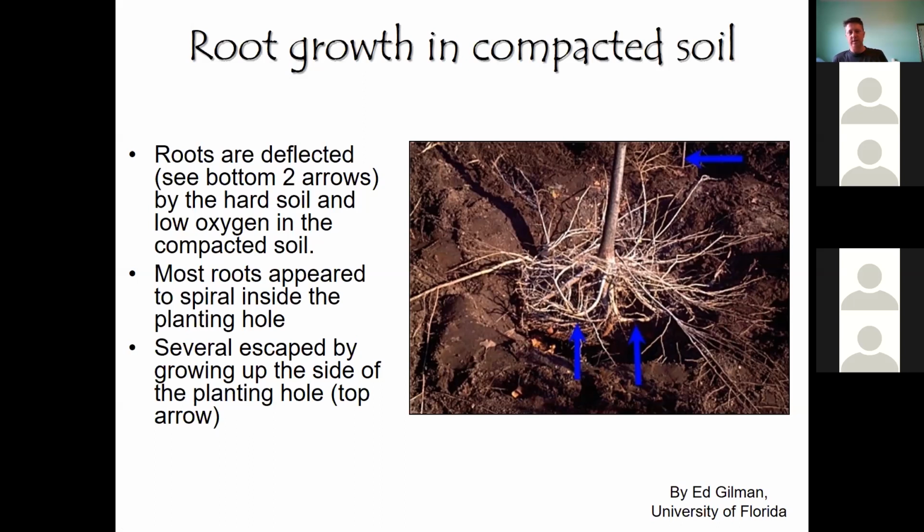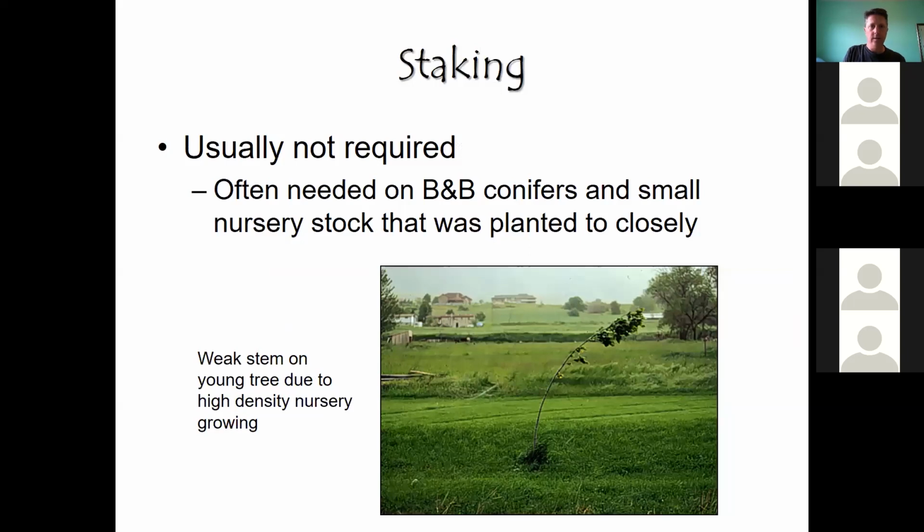Some of these pictures that I'm going to show you are by a researcher at the University of Florida, who actually had a really cool job looking at tree establishment, especially in hurricane regions. So did a lot of work on looking at compaction and establishment in roots.